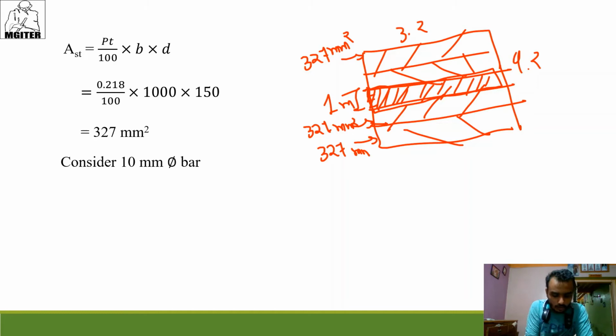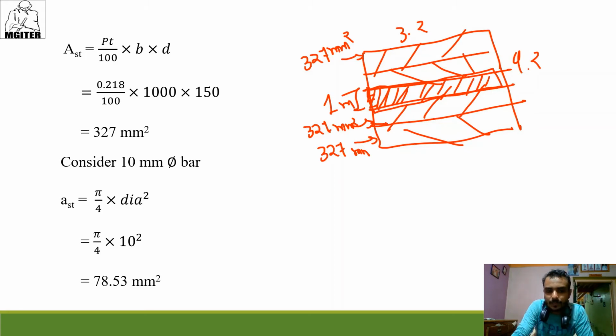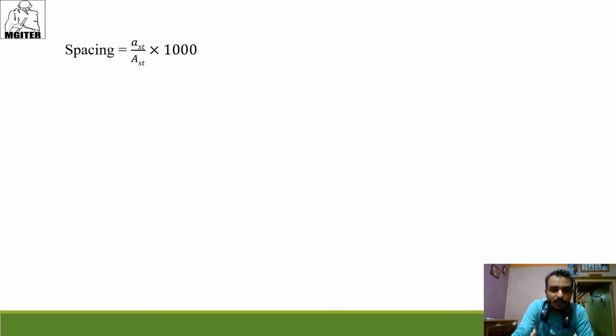So let's see how to give this 327 mm square to the whole structure. So consider 10 mm diameter bar. We consider 10 mm diameter bar which is applied on the slab. So small ast is pi by 4 into diameter whole square. So small ast is 78.53 mm square. But we find a spacing: small ast divided by capital Ast into 1000.